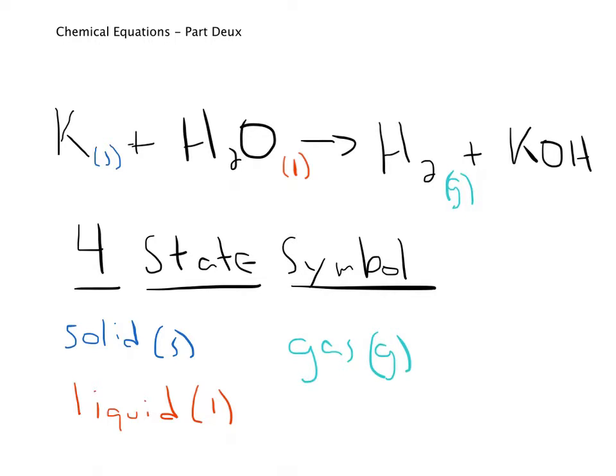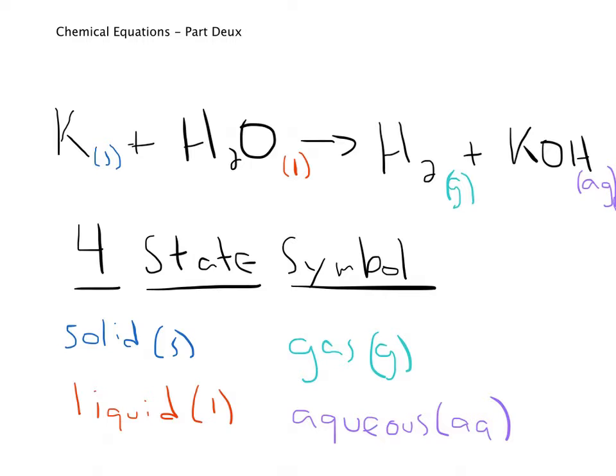And then the 4th state is aqueous, and its abbreviation is AQ, and I'll tell you how we know. How you know that this is in the aqueous state is that the reaction started and there was potassium and there was water.